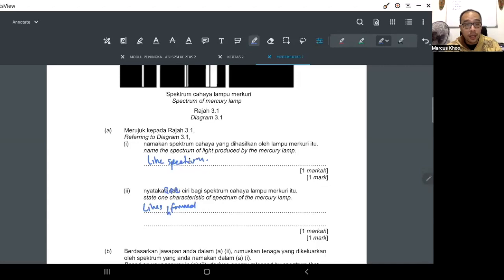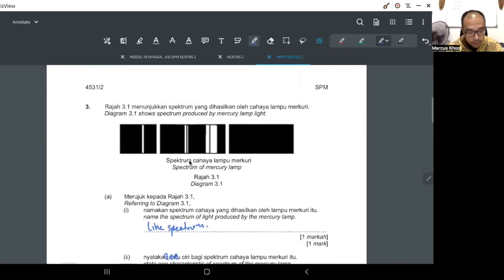because of the different frequencies of light. Yeah, the lines are formed because of the different frequencies of light. So you have different lines that are formed because of the different frequencies of light.